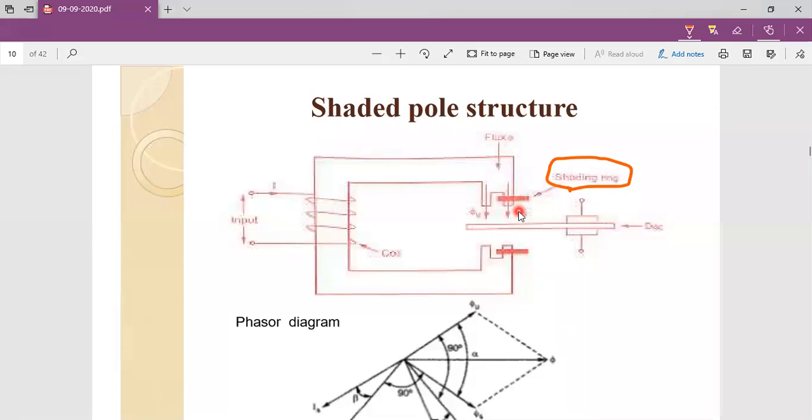Already we know that this particular pole has alternating flux. So when we place a copper band on this tip, that copper band is linked with the alternating flux. When the alternating flux is linked with the copper band, what will happen according to Faraday's law?